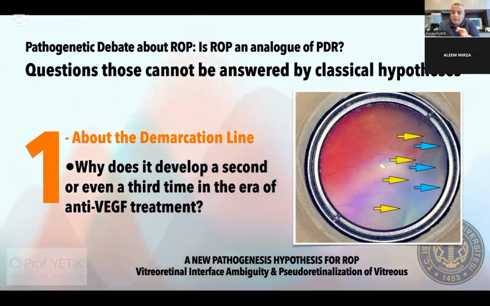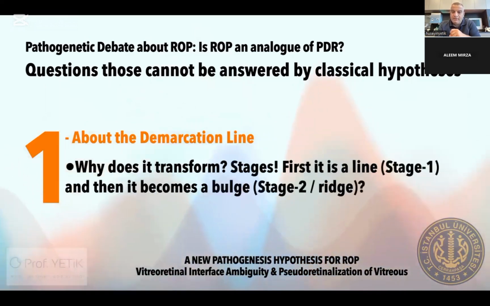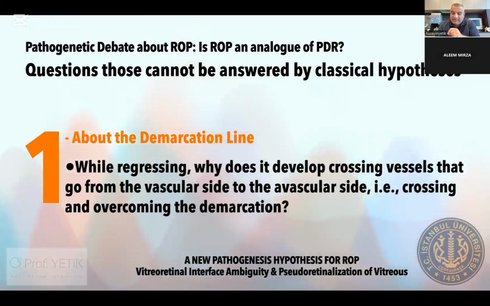We can see third, we do injection and the demarcation disappears. And again, the problem cannot be explained by intra- and extrauterine conditions. And why does the disease go from stage 1 to stage 2, 3, why is the disease always at the same vitreoretinal place?